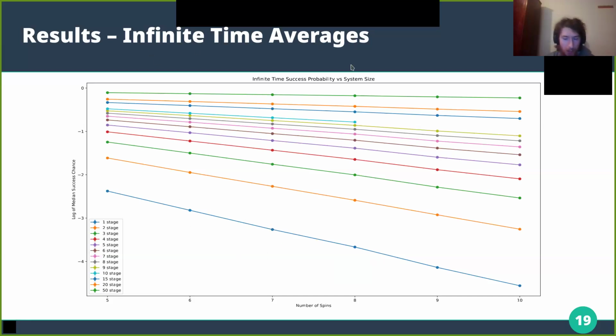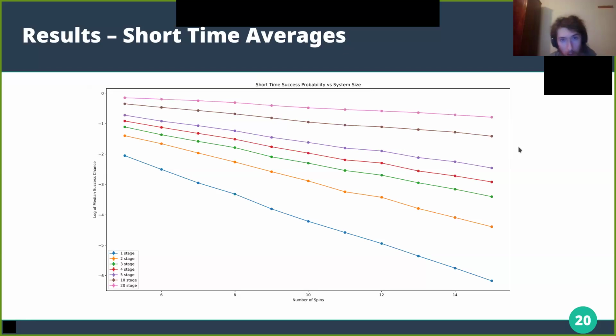And we're going to use the infinite time average at the moment. So we can see that for a given number of stages, we get a very flat looking line as we increase the number of spins. The y-axis is logarithmic, so the problems do scale exponentially. But what we see is that as we increase the number of stages, we decrease how steep the scaling is.